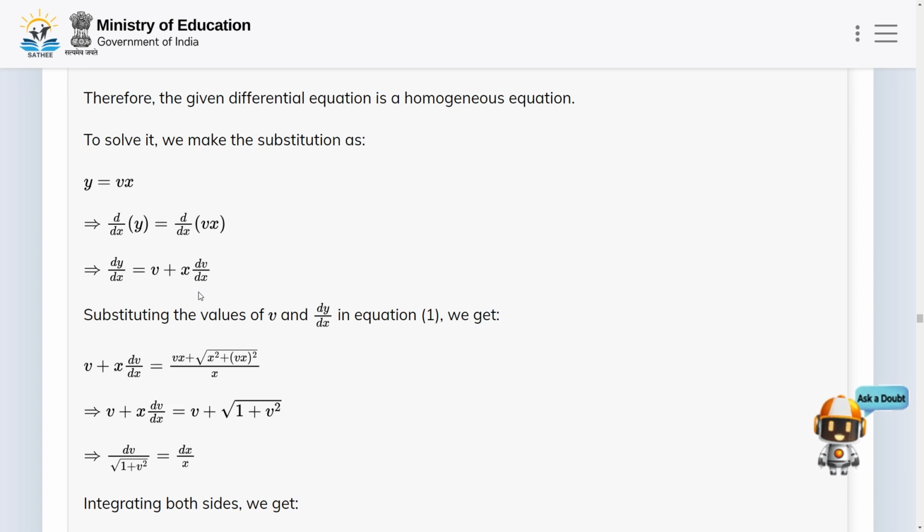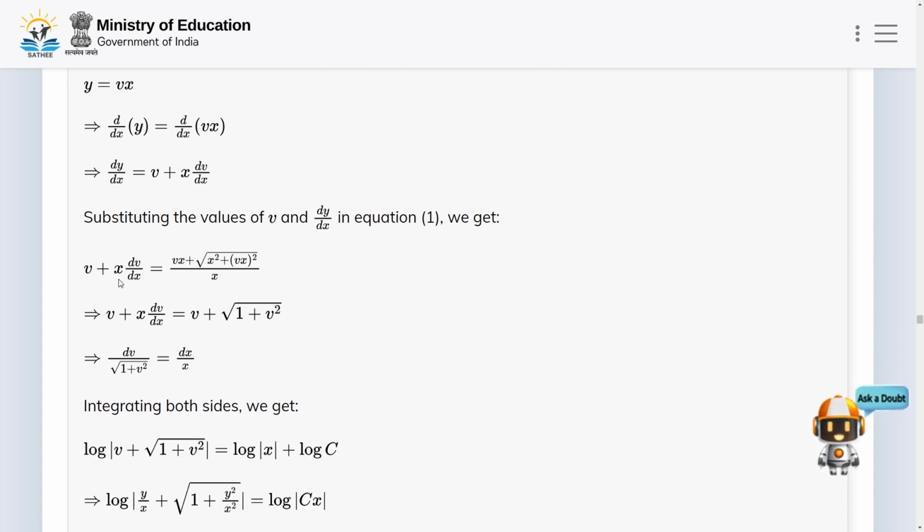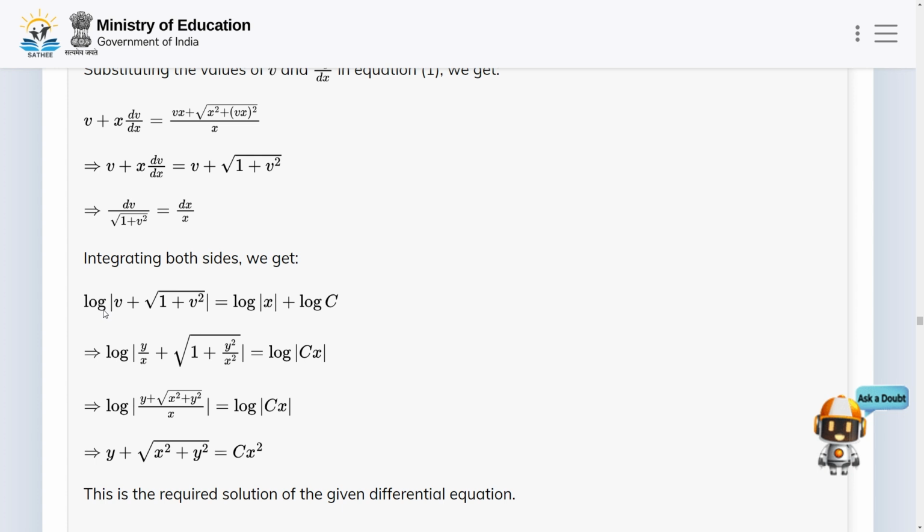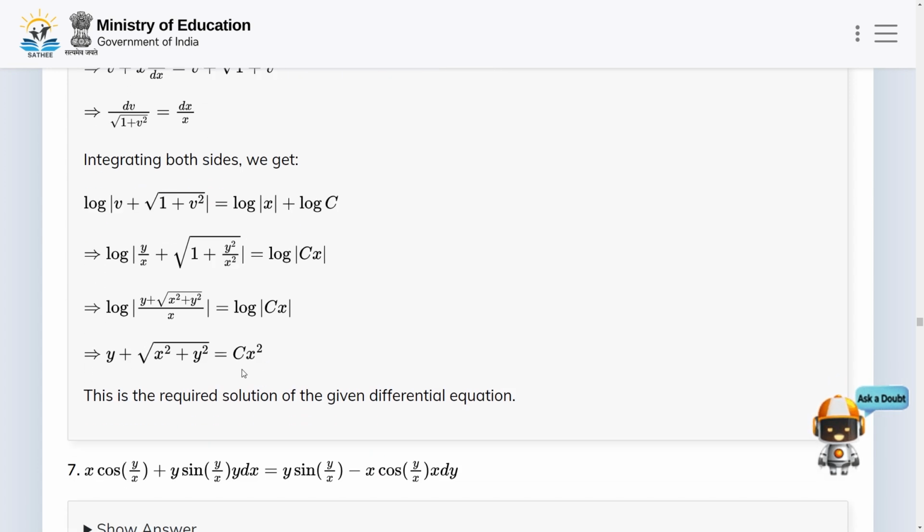After substitution, you will have this equation. After applying some manipulations, rearrangement of terms and variable separation, you will get this form. You know the direct integration form for the left hand side as well as for the right hand side. Left hand side will be log mod v plus root 1 plus v square is equal to log mod x plus log c. Now substitute back, or replace your v by y by x. You will have your final answer as this: y plus root x square plus y square is equal to c x square.